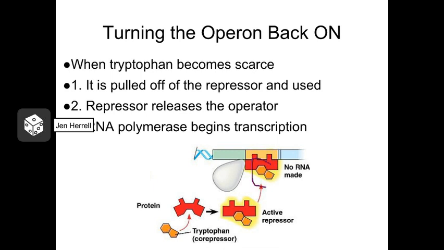Now eventually all of the available tryptophan is going to be used up by the cell. So at that point it will pull the tryptophan off of the repressor so it can use it. That's going to cause the repressor to lose its shape. It will inactivate and fall off of the operator. Once that happens, RNA polymerase can now grab onto the operator and the promoter and begin transcribing that operon again. So by removing the co-repressor from the repressor, the cells can turn that operon back on.